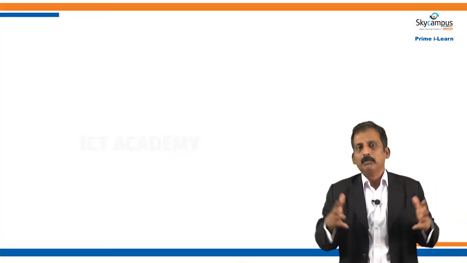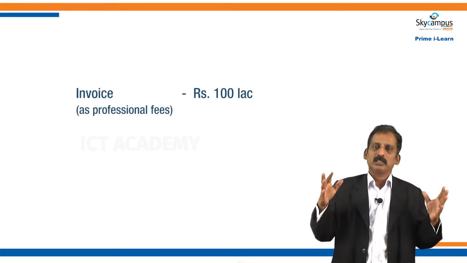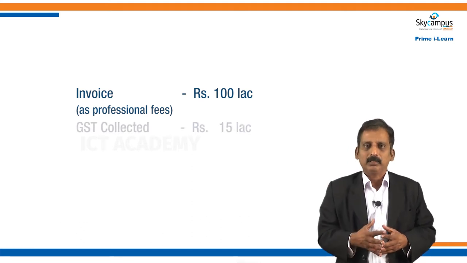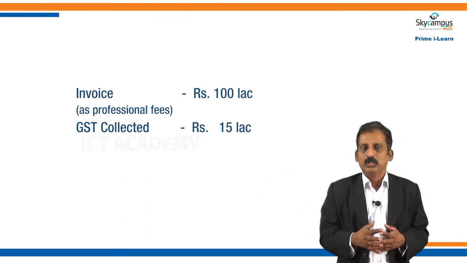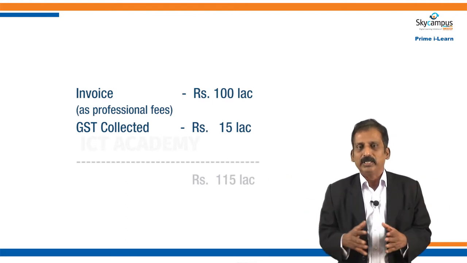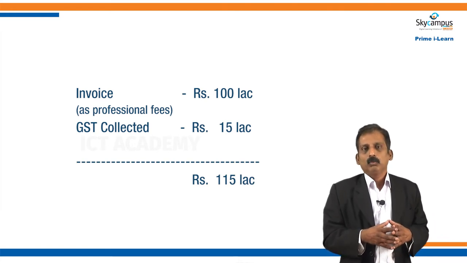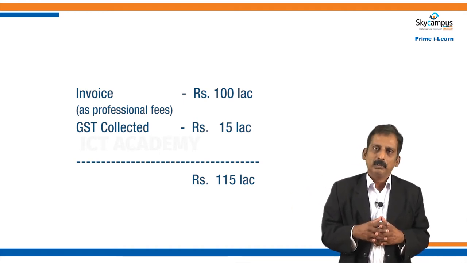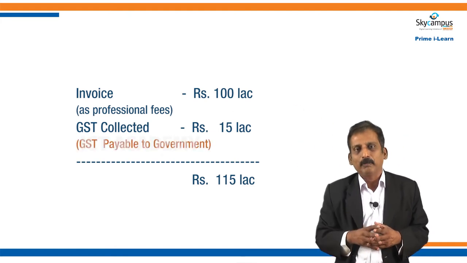Let me give you a numerical example for you to appreciate this point. The numbers that I'm going to talk about are only illustrative in nature. There may hardly be any relationship between the two numbers. Let us say there is a public accounting firm which invoices rupees 100 lakhs in a particular month. It would have therefore collected 100 lakhs plus 15 lakhs towards service tax, and in all would have raised an invoice for 115 lakhs. 100 lakhs towards professional fees, 15 lakhs towards goods and services tax. This 15 lakhs is to be deposited with the Government of India. But hold on.